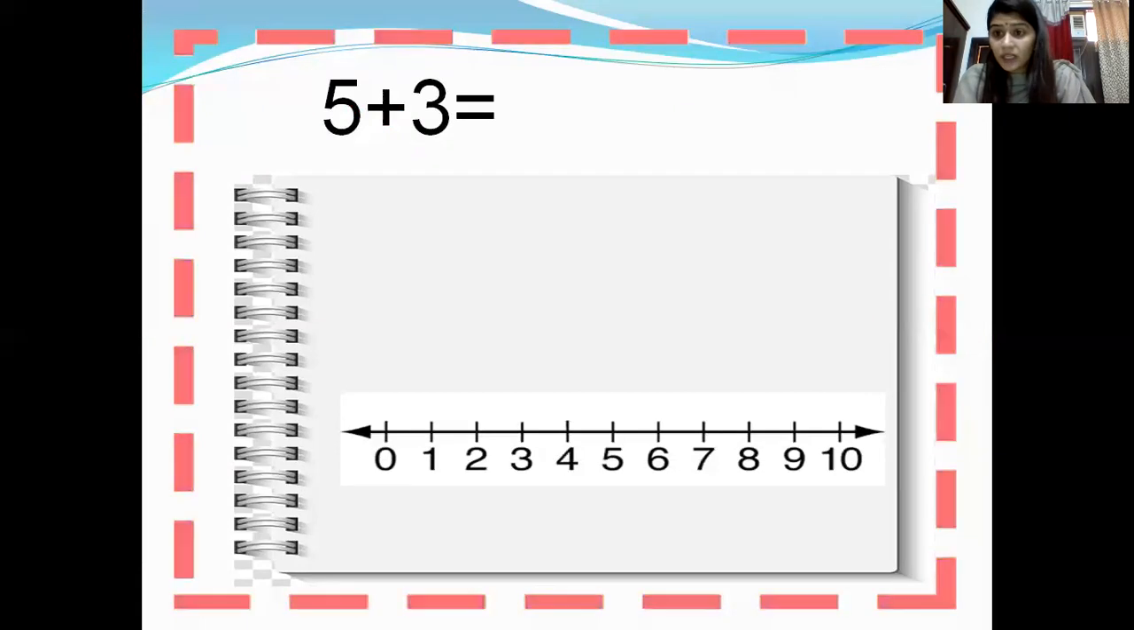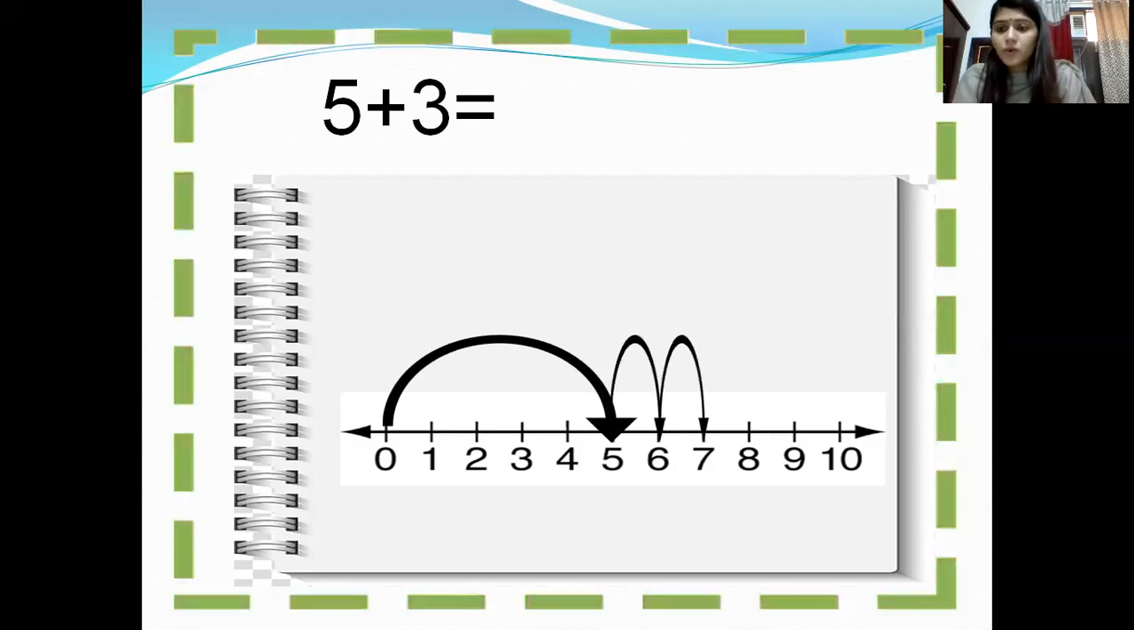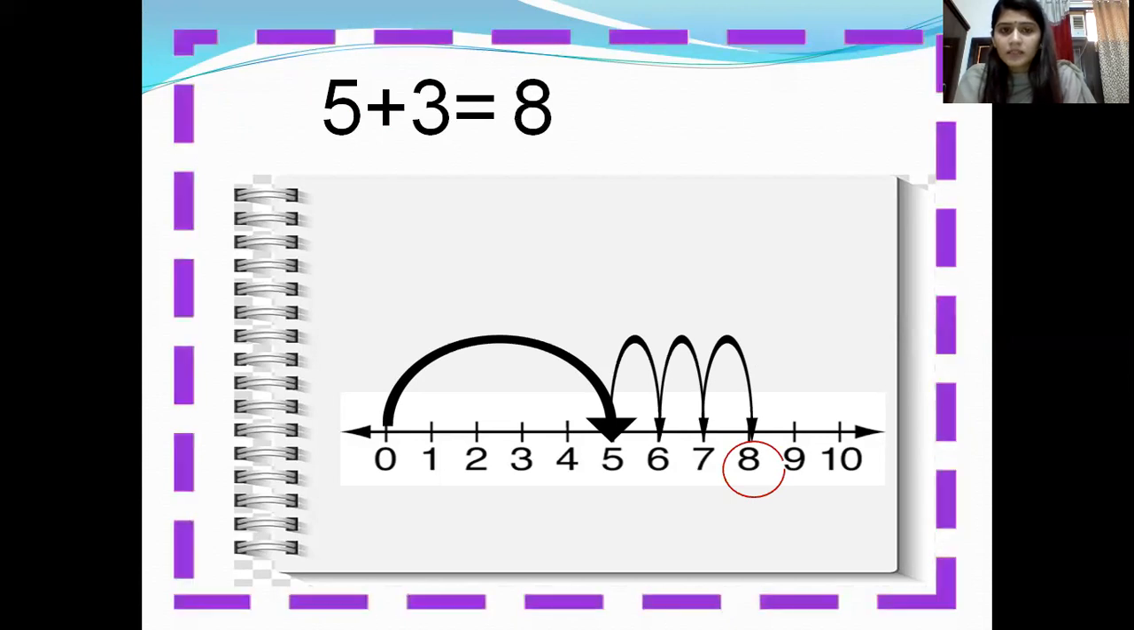5 plus 3. There are 2 numbers, 5 and 3. We will start with 0 and the first number is 5. So we will jump to 5. The next number is 3. We will take 3 steps forward. 1, 2 and 3. Now we are at 8. So we will circle the answer and write 8 here because the answer is 8.